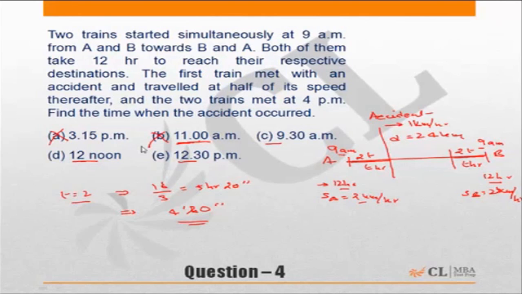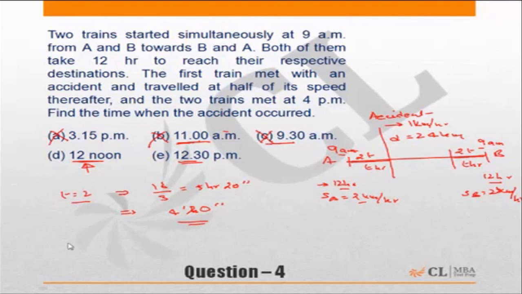Had the accident occurred at 9:30, earlier than 11, then the meeting would be delayed further, because after the accident the speed reduces. So choice C would be incorrect. Now again, between D and E, check any one of them. I'll check D because it is an integer and I have an integer value of t.